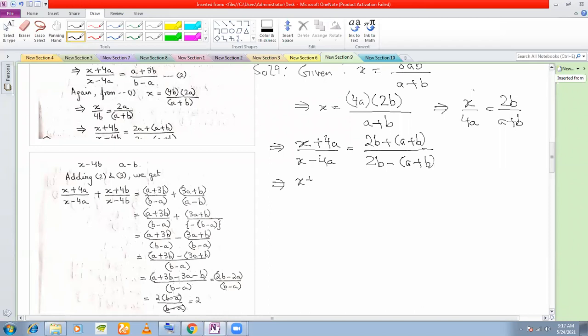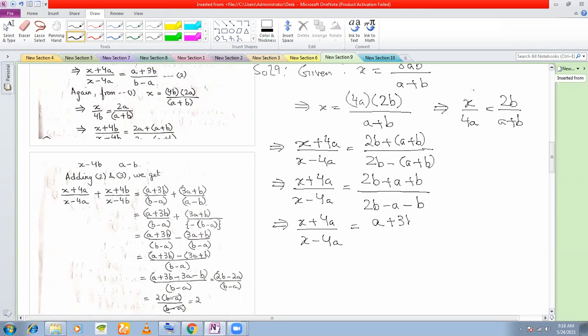That means you get x plus 4a by x minus 4a is equal to, now open the brackets, 2b plus a plus b by 2b minus a minus b. That means you get x plus 4a by x minus 4a is equal to, now see here, in the numerator you have a plus 2b plus b, you get a plus 3b. And in the denominator, you have 2b minus b, which is plus b, and you have a minus a. So this is what value you are getting. So call this 1. Okay.